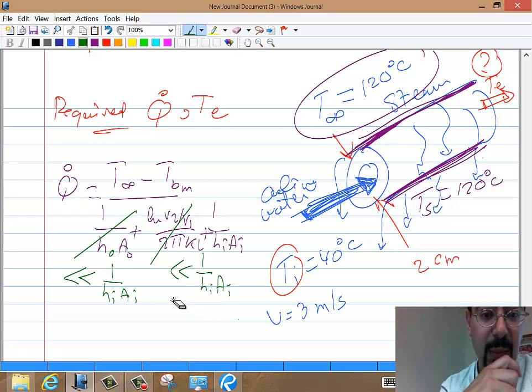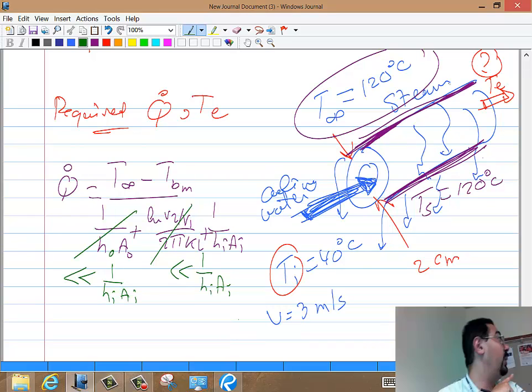Could you explain why we're neglecting 1 over H out? I cannot totally explain it because we haven't seen the equation that we calculate H out yet. This will be a chapter later on, but I can tell you that this H out will end up being very, very big compared to HI. You just have to believe me right now, because I didn't show you the equation.